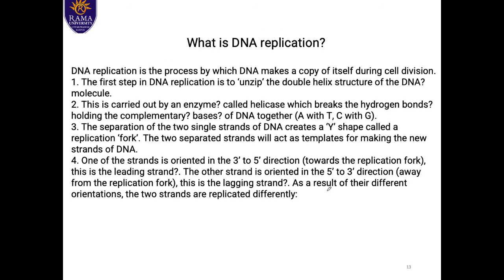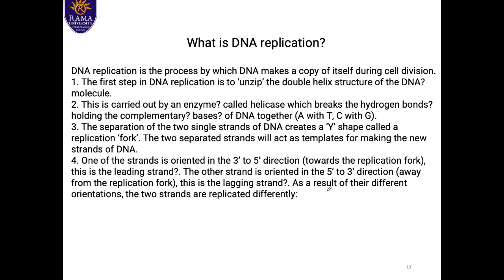DNA replication is the process by which DNA makes a copy of itself during cell division. In the first step, the helical structure is unzipped by an enzyme called helicase, which breaks the hydrogen bonds between A and T and C and G. The separation of the two single strands of DNA creates a Y shape called the replication fork, which acts as a template for the new strands. One strand is oriented in the 3 to 5 prime direction, and this is called the leading strand. The other strand is 5 to 3 prime away from the replication fork. This is known as your lagging strand.